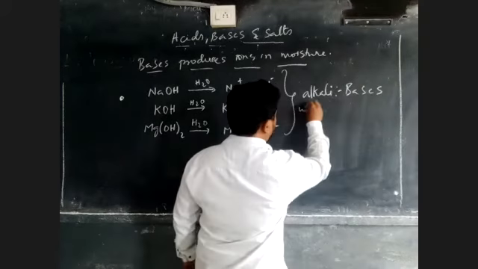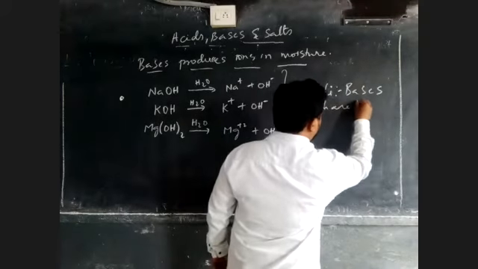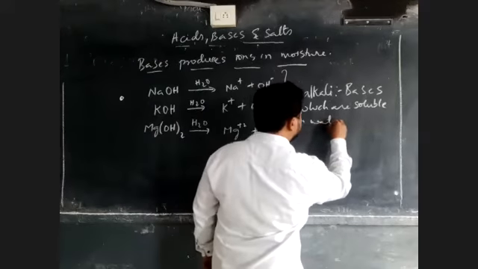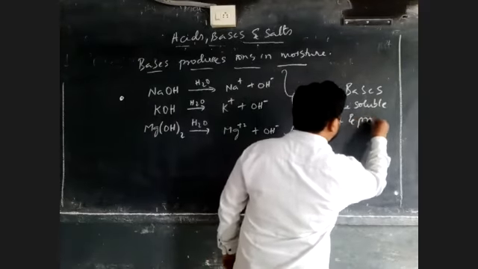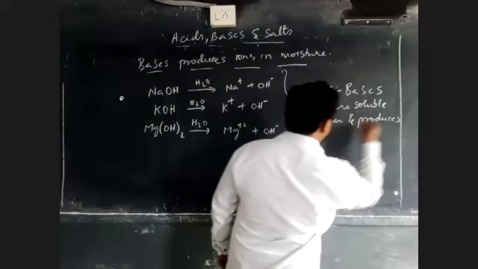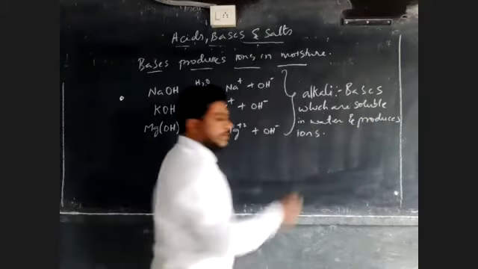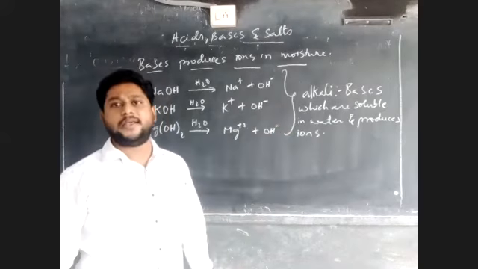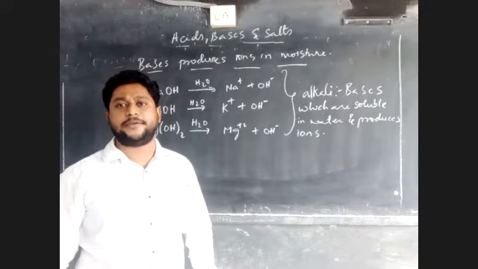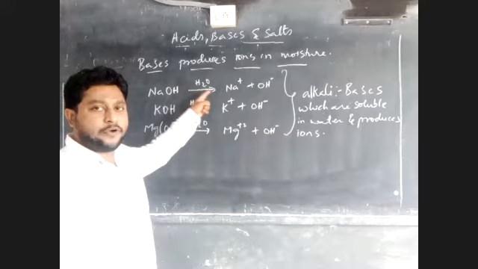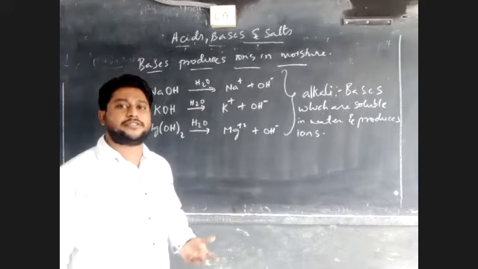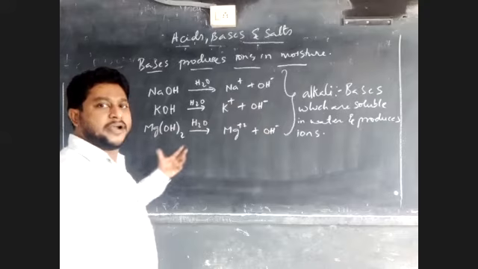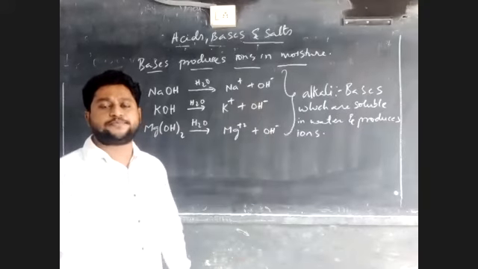Bases which are soluble in water and produce OH minus ions are called alkali. When NaOH is dissolved in water, it produces OH minus ions: Na plus, OH minus. Potassium hydroxide, K plus, OH minus. Magnesium hydroxide, Mg plus and OH minus.